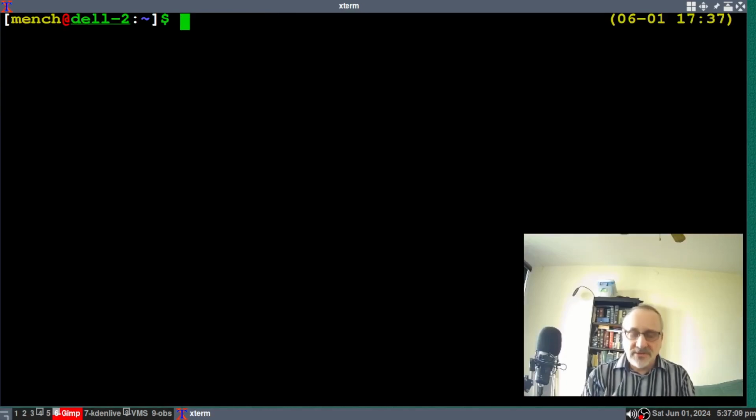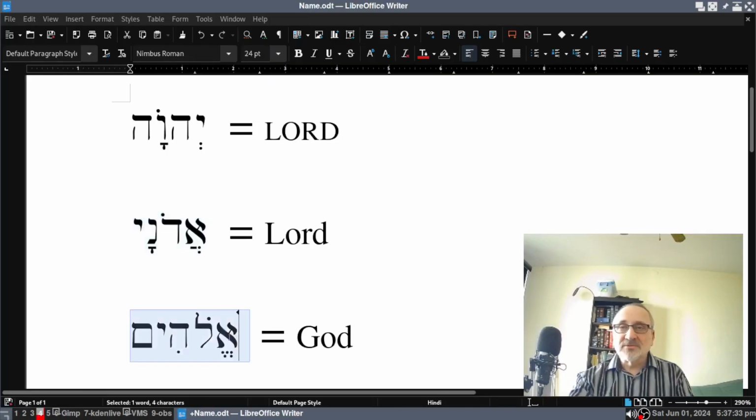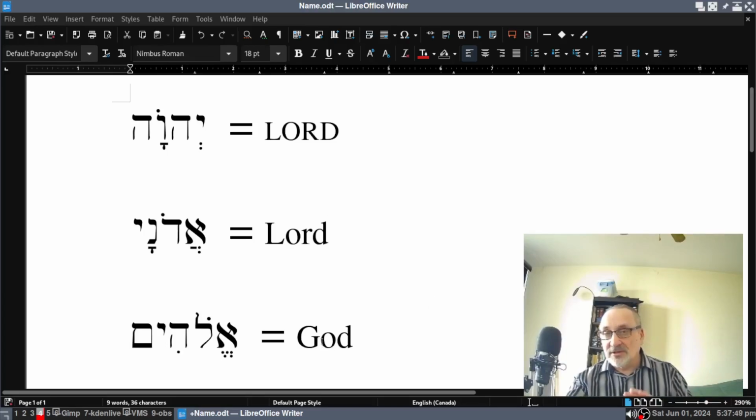Let's clear the screen. So here we have, in the beginning, God created the heaven and the earth. So this word is Elohim, which is this one here. It's Elohim, and they translate it as God. Now, just to make it a little more confusing, sometimes you'll see the word God in the English Bible in all capitals, right? Like this.